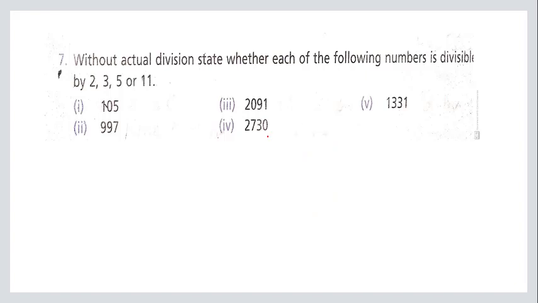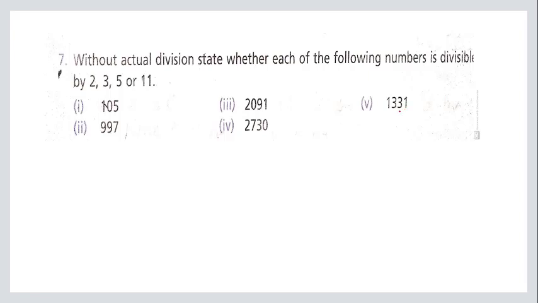Now coming to the last part, 1331. The last digit is 1, so this is not divisible by 2. Now for 3, we need to add all the digits. 3 plus 1 is 4, 4 plus 3 is 7, 7 plus 1 is 8. 8 is not divisible by 3, therefore 1331 is not divisible by 3.